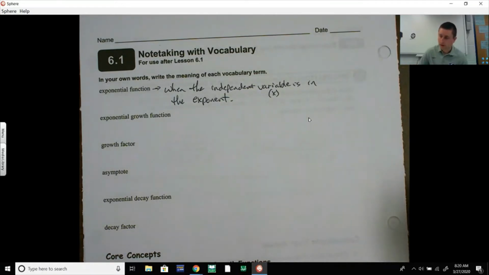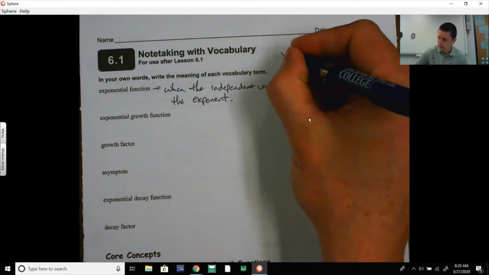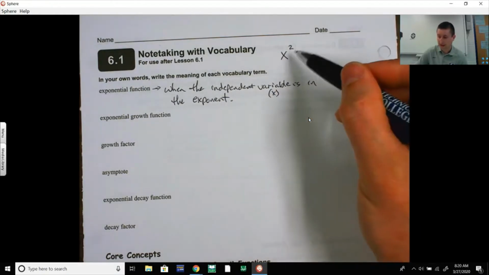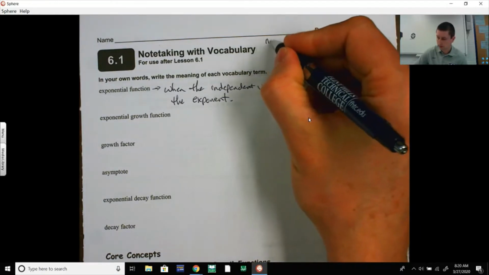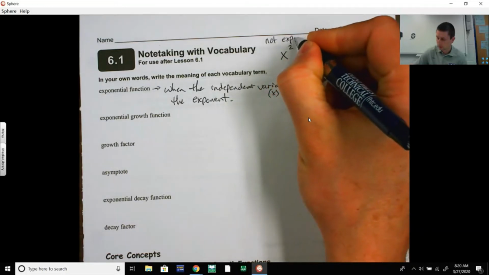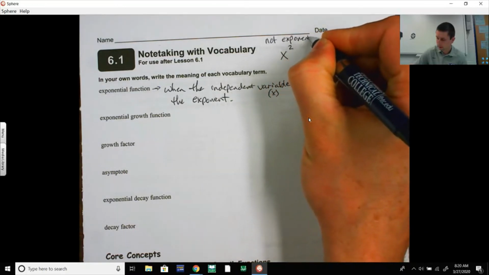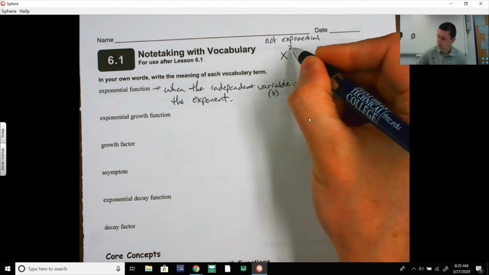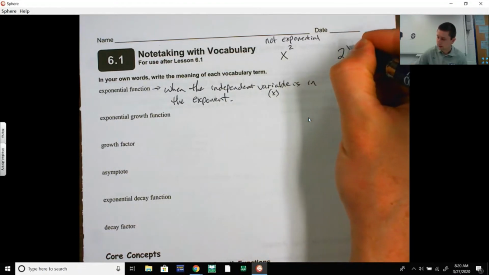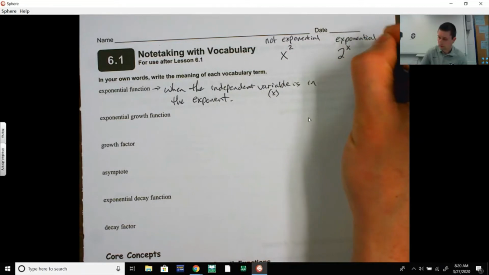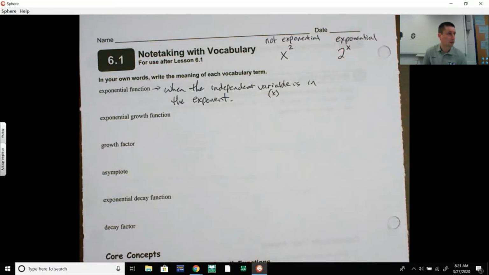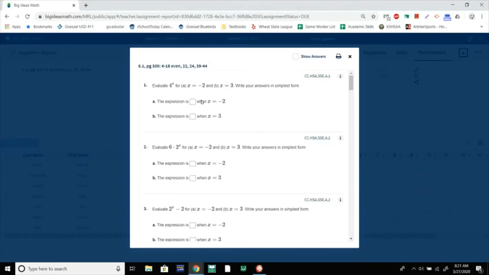Okay? So if you have an x squared, that is not an exponential function. It's a quadratic, that's a polynomial function. It is not exponential because you have a 2 in the exponent. But if I have 2 to the x, that is exponential. Okay? So some of your first questions are just going to ask you to evaluate the functions at certain points. Okay, so evaluate 4 to the x for x equals -2 and x equals 3.